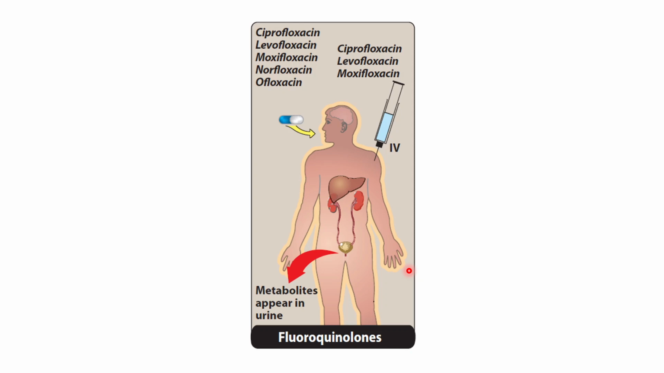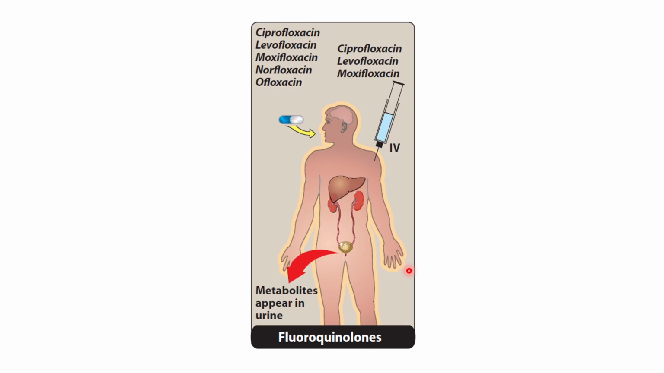Ciprofloxacin is effective against gram-negative bacilli, including Pseudomonas aeruginosa, and can be prescribed orally or intravenously. It is commonly used for traveler's diarrhea caused by Escherichia coli, and also for Salmonella disease, which is usually because of food contamination. Ciprofloxacin can also be used for the treatment of tuberculosis.